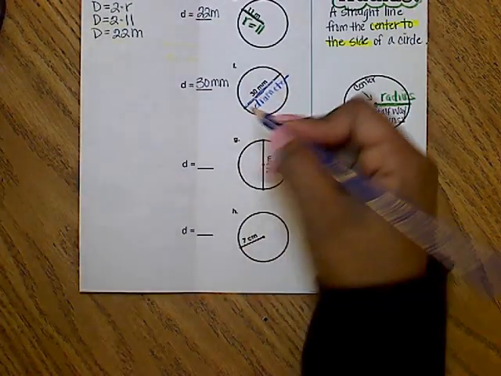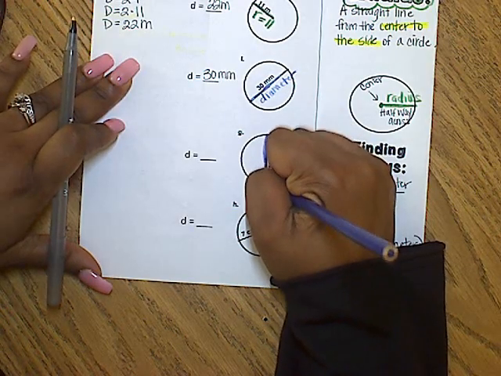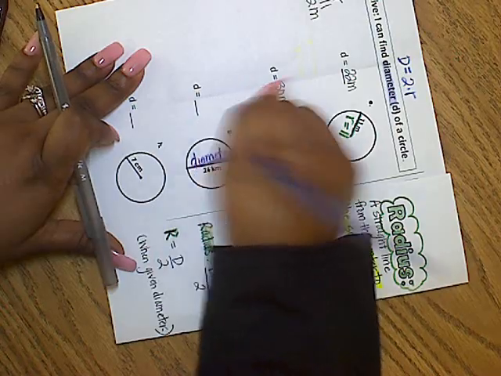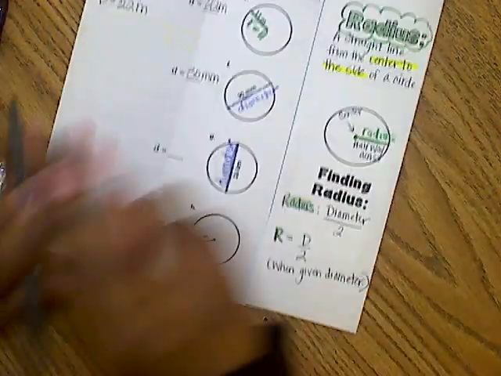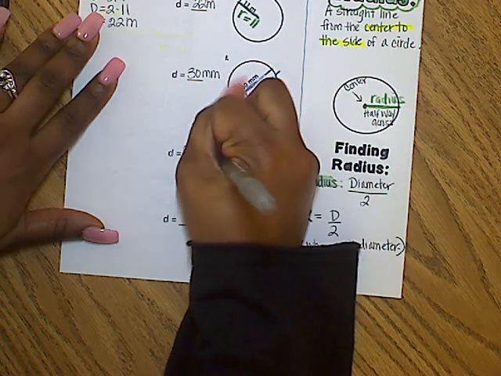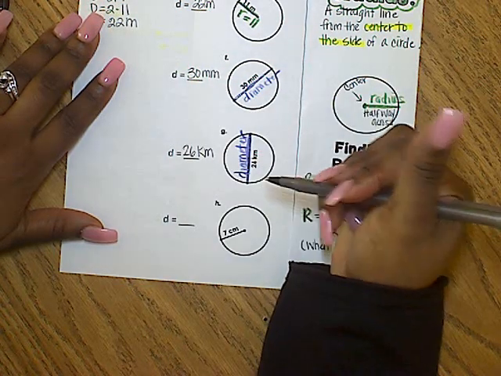Again, it goes all the way across. And if you want to, go ahead and pause it and try these on your own. So we know because it goes all the way across, this is a diameter. So this is going to be 26 km. We don't have to do any math. When it goes all the way across, that is our diameter.